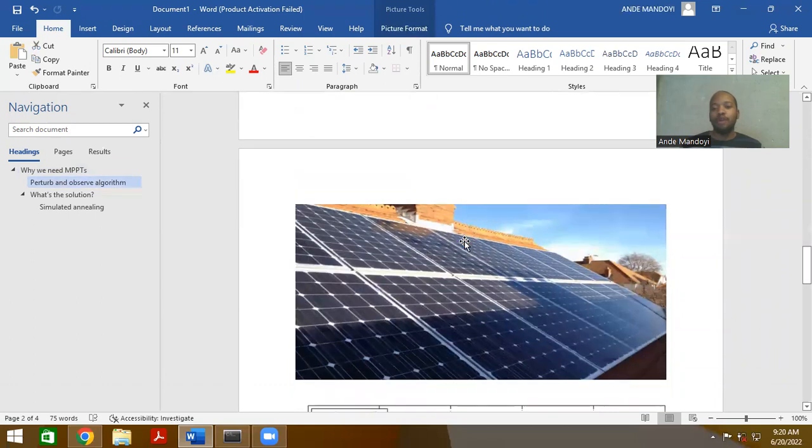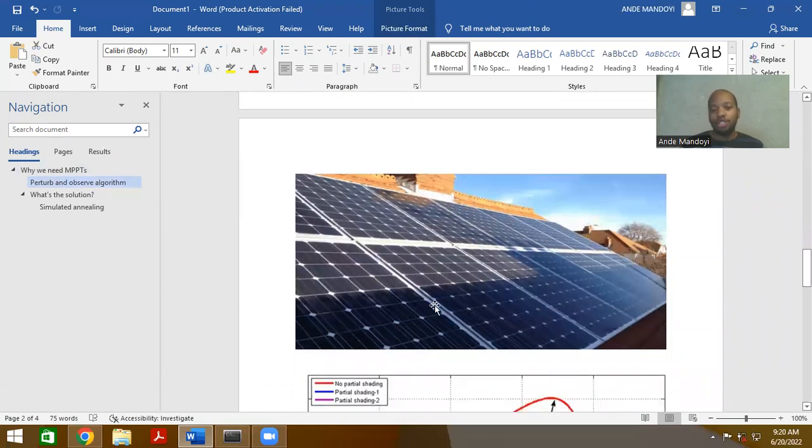What do I mean by partial shading? By partial shading, I mean a situation of this nature. Say you've got trees, chimneys, other houses, cloudy conditions, whatever the case may be, that will cast shadows on your solar panels over here. And what this essentially does is these cells at the top here are at 1,000 watt per square meter irradiation, for instance.